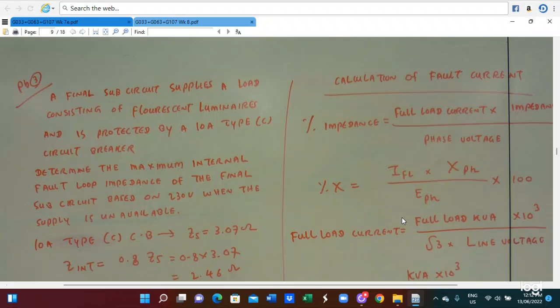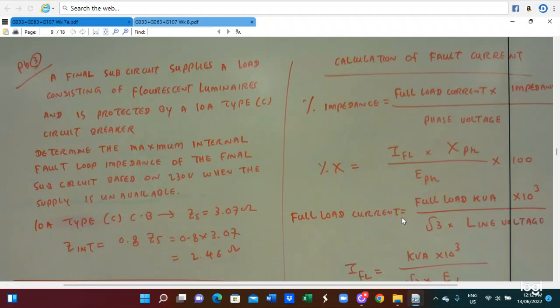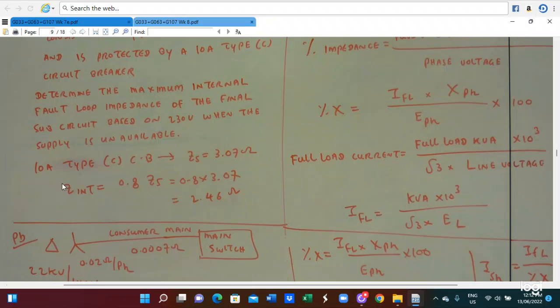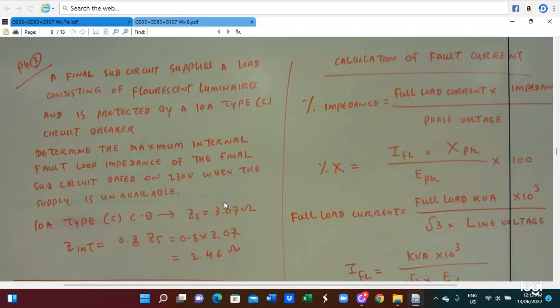The next problem is a final circuit supplying a load consisting of a luminaire, and it is protected by a 10 ampere type C circuit breaker. We determine the maximum earth fault loop impedance of the final circuit based on the 230 volt supply when the supply is available. In this case, for the type C circuit breaker, Z_S is 3.07 ohm, so 0.8 multiplied by 3.07, you get 2.46 ohm.